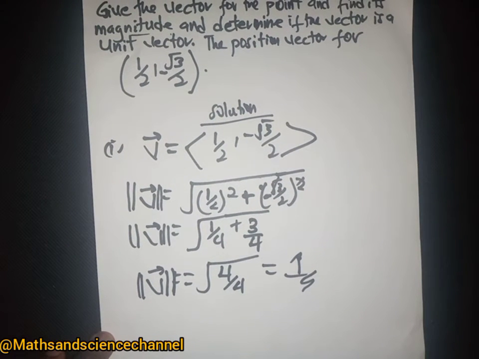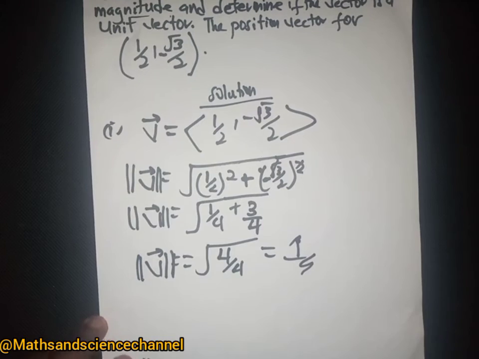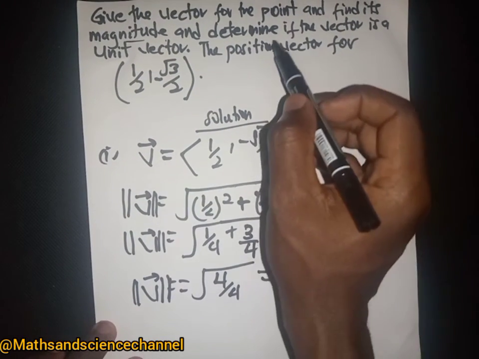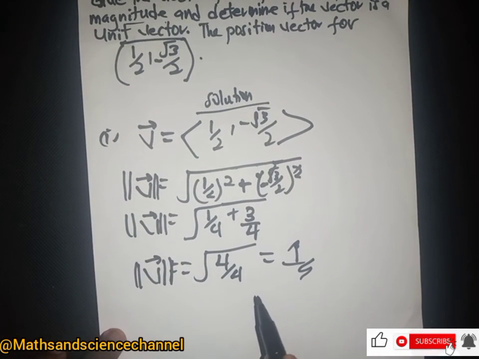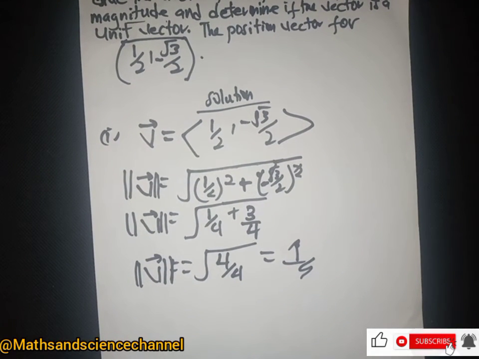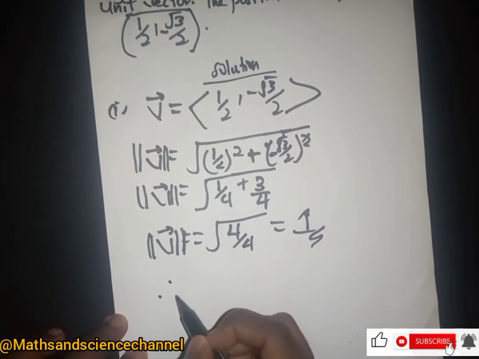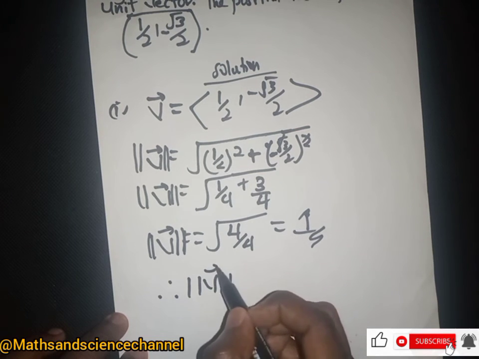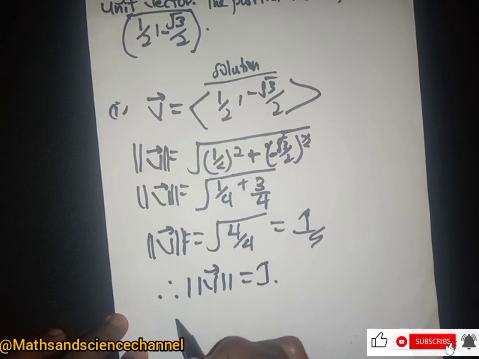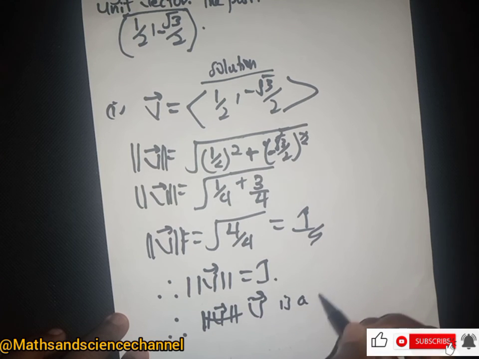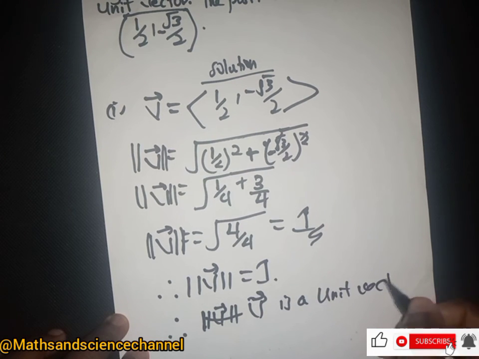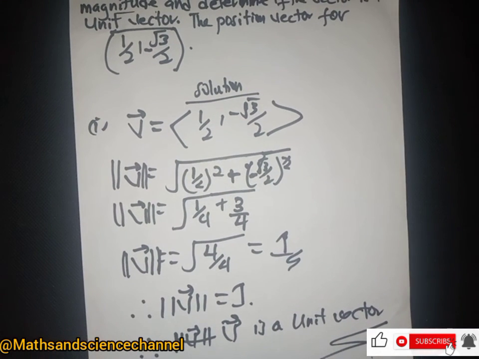Now the last question says determine if the vector is a unit vector, right? For a vector to be considered a unit vector, the magnitude of that particular vector must be equal to 1. So since in this case the magnitude of vector v is equal to 1, we can conclude that vector v is a unit vector.